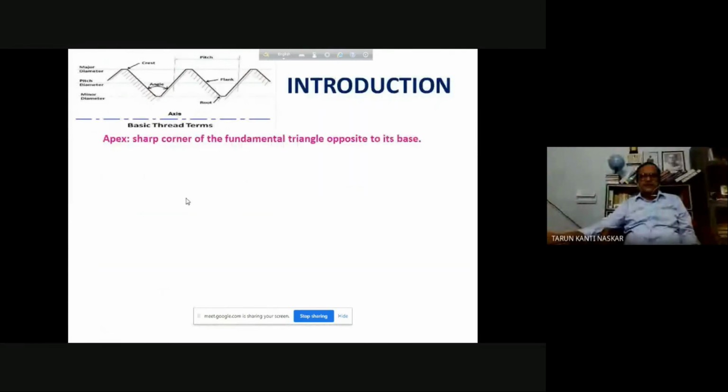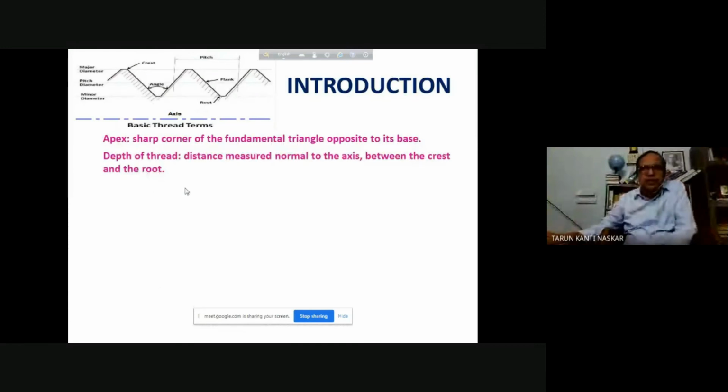Now apex is the sharp corner of the fundamental triangle. If it is not truncated in this manner, then there is a sharp corner, and that is called the apex. Depth of thread is the distance measured normal to the axis between the crest and the root. That means this distance is the depth from the crest to the root.